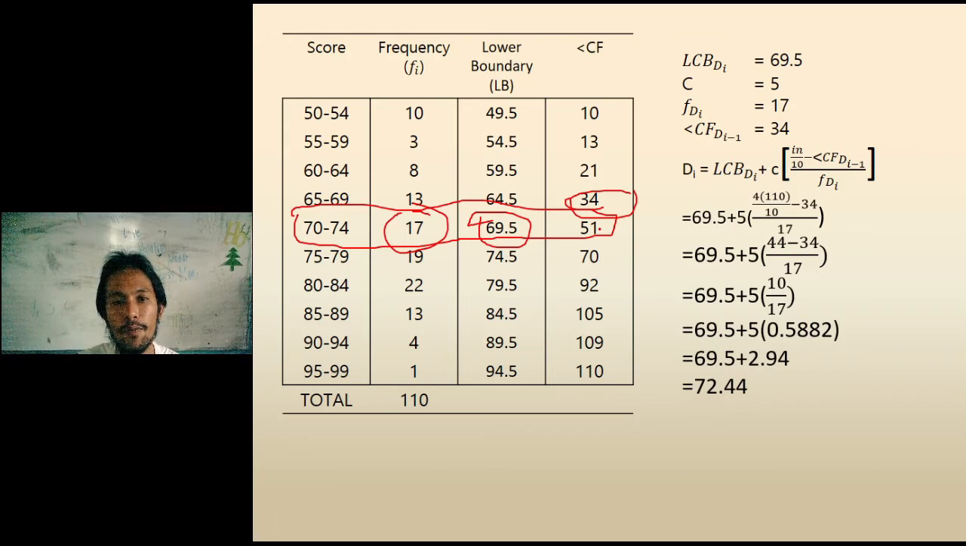So, the approximate value of the fourth decile is 72.44. So, 72.44 falls in the score class 70 to 74. So, to check that our answer is correct, we compare it. Our answer is within the decile class 70 to 74, so it is correct.